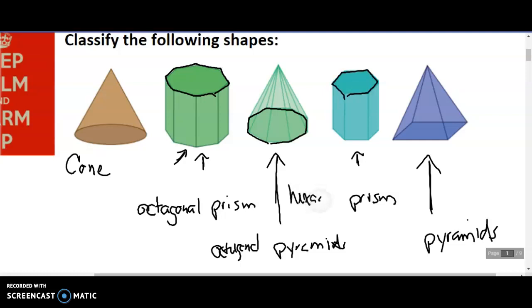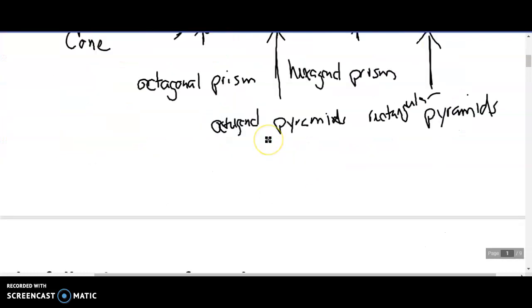So this would be a hexagonal pyramid, prism rather. And this pyramid, we know that it's 4-sided. It may be a square, it may not be. To be safe, we're just going to call this a rectangular pyramid. Okay? And that's how we name our shapes.